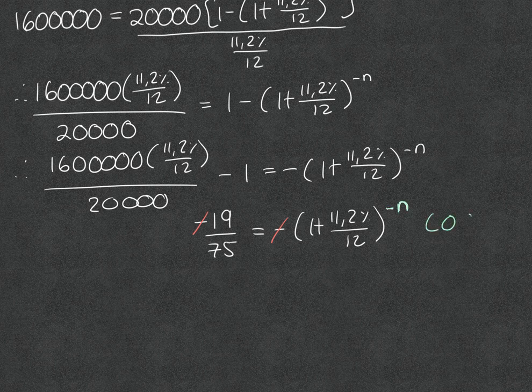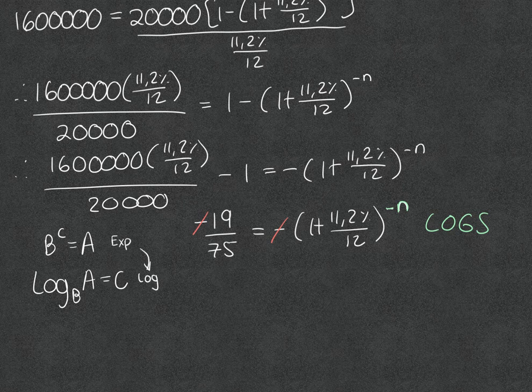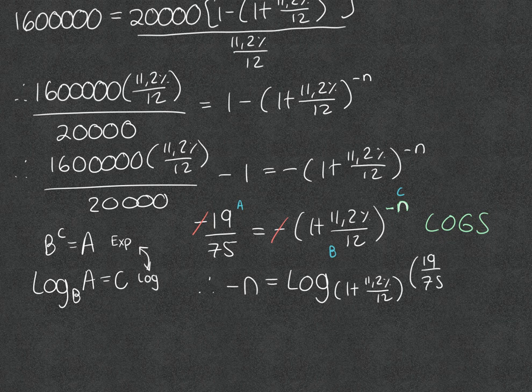Now, how do I get the unknown out of the exponent? We use logs. Okay, so what is the formula? B to the C equals A, log base B of A equals C. Remember, from exponential form into log form, and you can go both ways. So at the moment it's in exponential form, so I can say that this is my A, this is my B, and this is my C. Let's do the conversion. Therefore, minus n equals log base 1 plus 11.2% over 12 of 19 over 7.